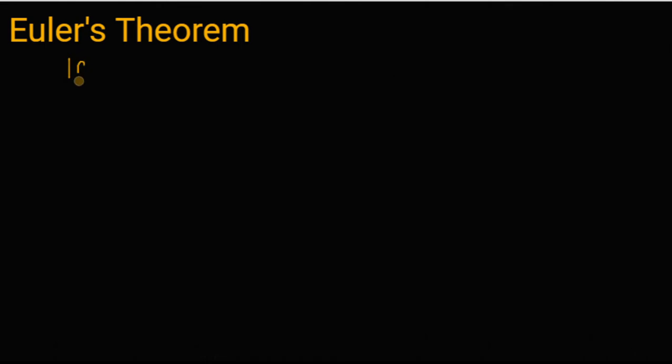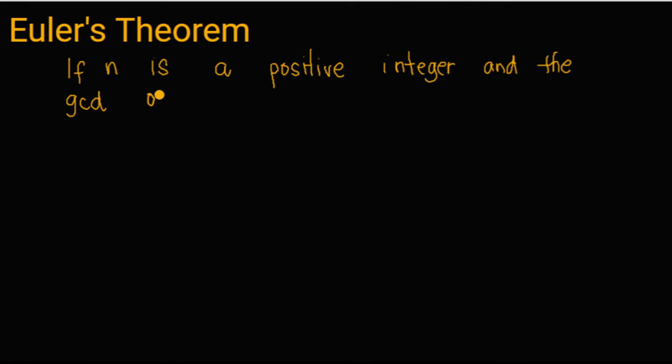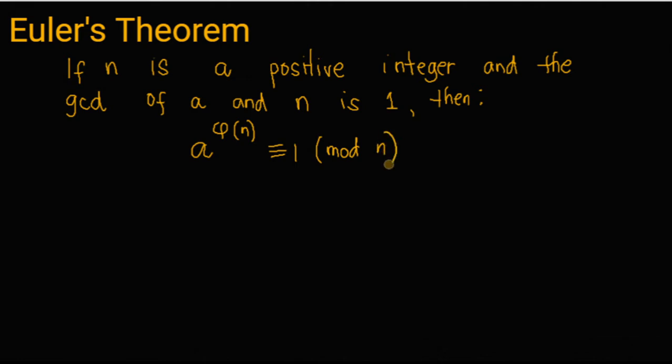According to this theorem, if n is a positive integer and the GCD or the greatest common divisor of a and n is 1, so it means a and n must be relatively prime, then a raised to phi of n is congruent to 1 mod n.